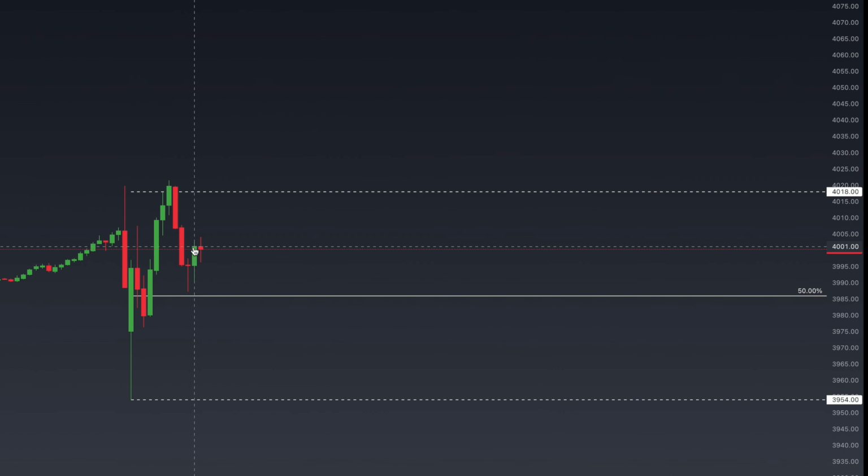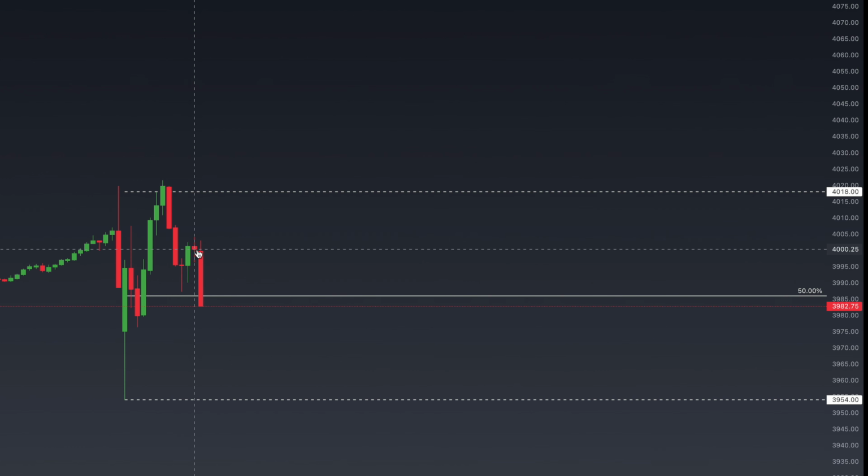And now on a 5-minute time frame, wherever the candle closes above or below the 50% mark when New York opens is where we want to aggressively play to the low or the high of CPI. And you can see right away, New York's very first candle immediately closes below the 50% mark. And now we look to play this down to this level.